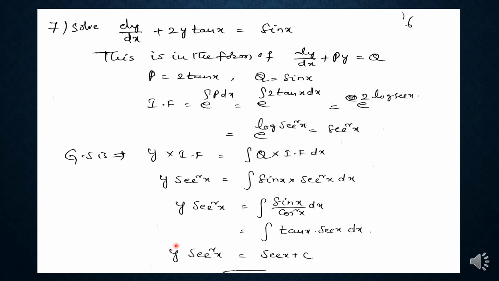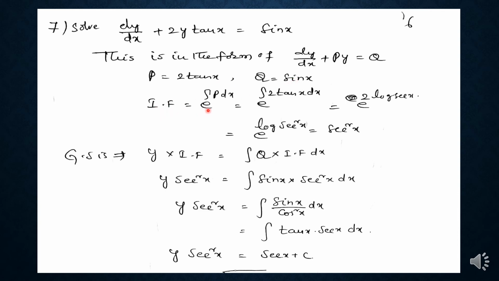This is the general solution for the given differential equation. In this linear form, once again we have to compare with the standard form of the linear equation, that is dy by dx plus py is equal to q, where p is equal to 2 tan x and q is equal to sin x. Now find the integrating factor.